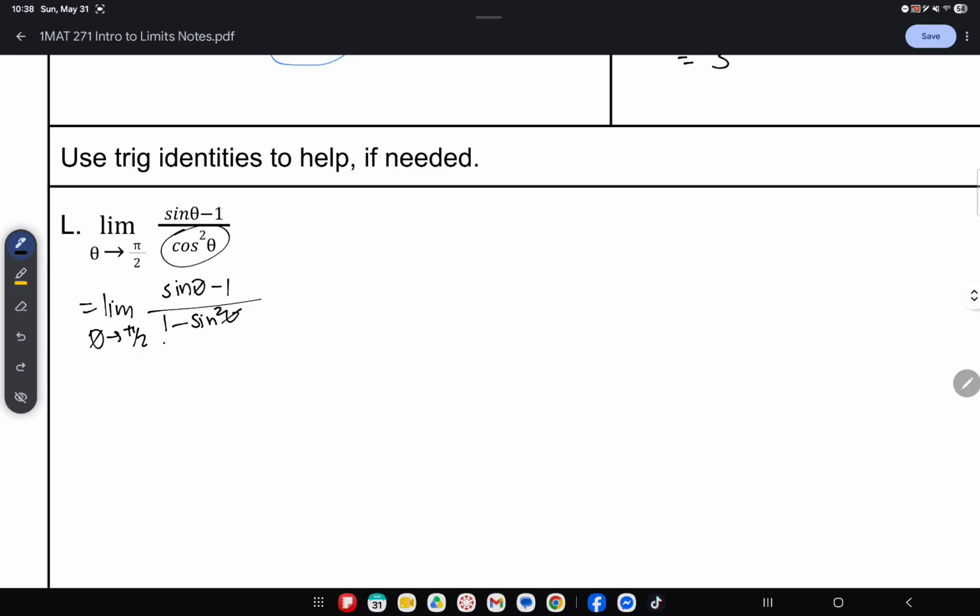And then this is a difference of squares. So I'm going to factor that. So the limit as theta goes to pi over 2 of sine minus 1, and then this is going to be 1 minus sine and 1 plus sine, right?